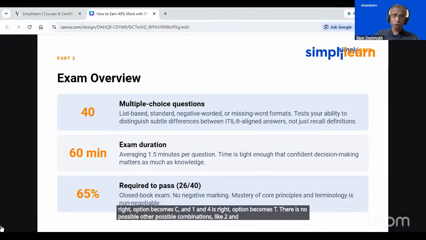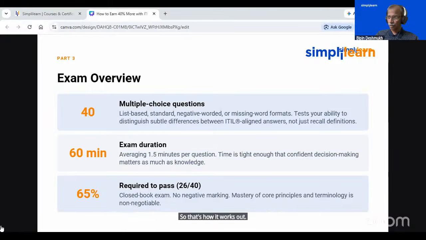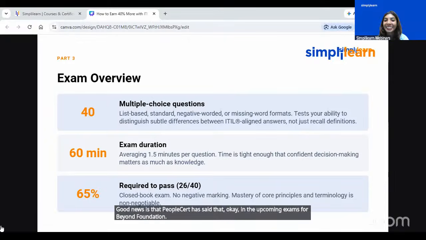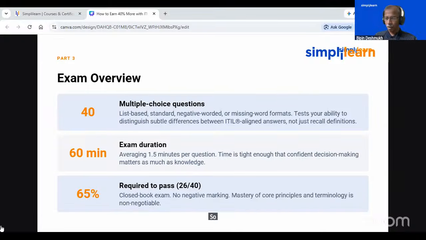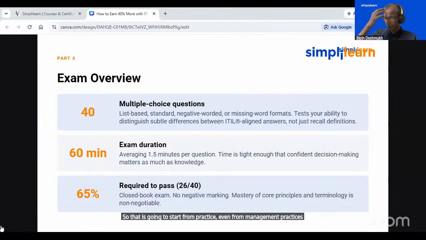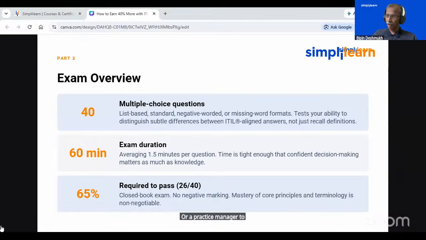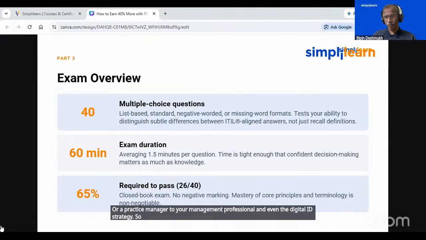There are no trick questions. You are not allowed to use any courseware during the exam for foundation. The good news is that PeopleCert has said that the upcoming exams beyond foundation will be open book exams. That is going to start from the practice manager and management professional levels, and even the digital and IT strategy. So those will be open book exams.